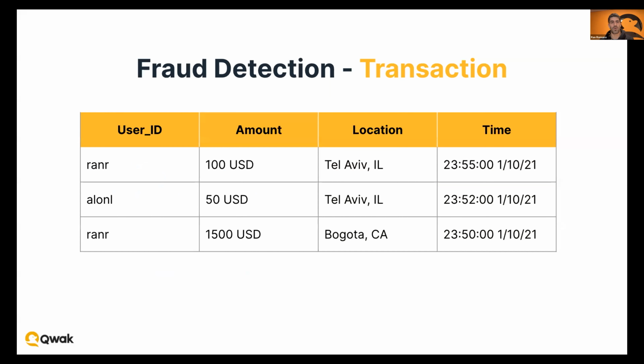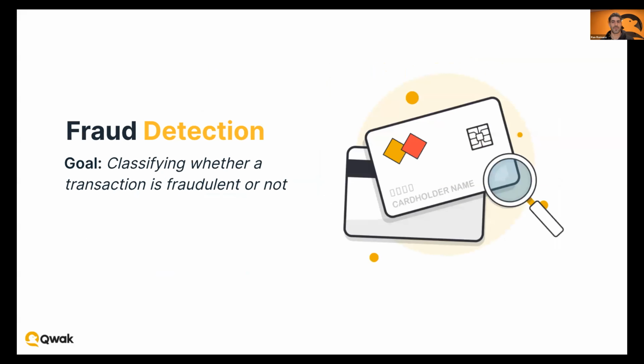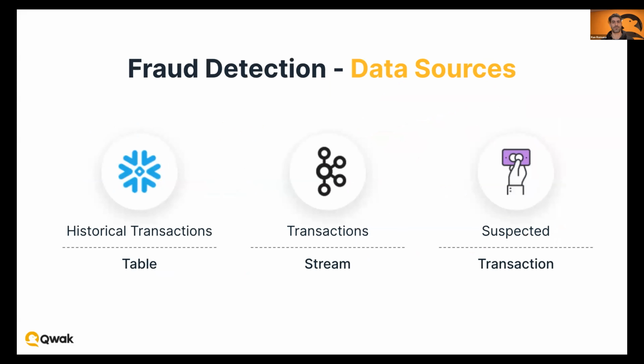And this is the data set we'll work on, okay? Transactions. The data set contains, as you can see here, the user ID of the transaction committer, its amount, location, and time. And the model we'll use for the example is a classic one, fraud detection. We would like to classify whether a transaction is fraudulent or not.